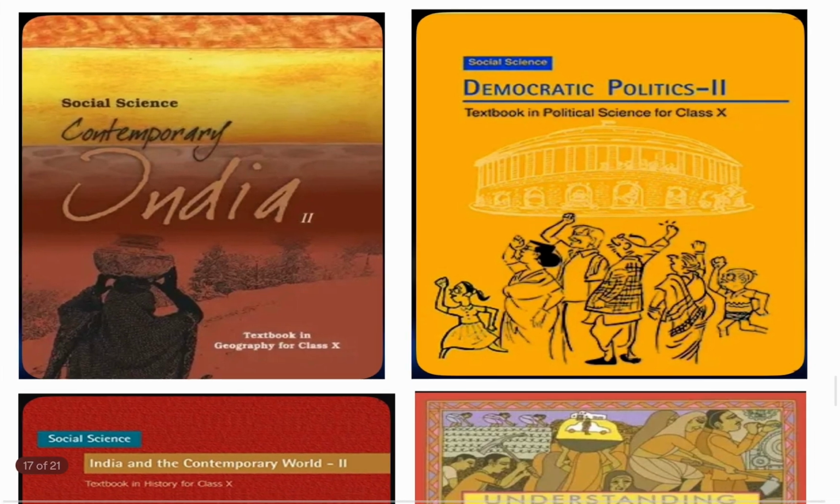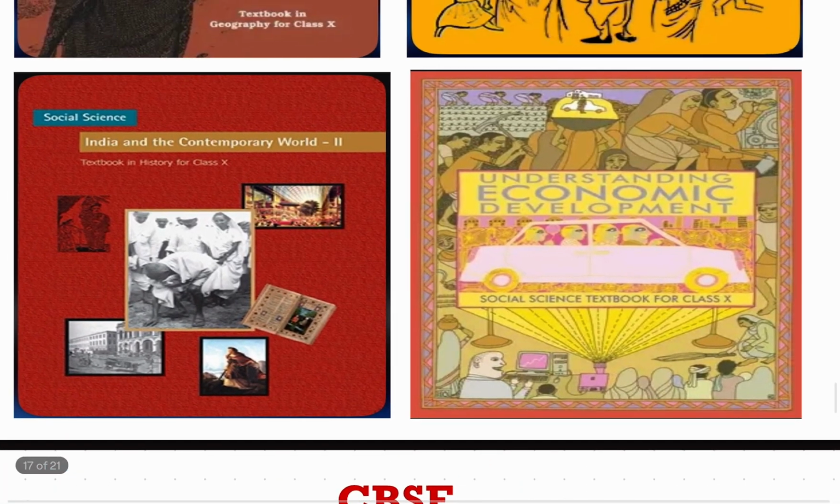And here you can see this is the textbook. Social Science, Contemporary India 2, textbook in Geography for class 10th, and this is the textbook in Political Science for class 10th, Democratic Politics 2. It is in continuation to the ninth class. In the ninth class, we studied Democratic Politics 1, in which we discussed so many things related to democratic politics.